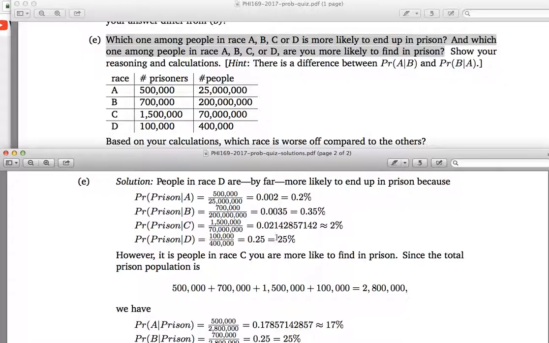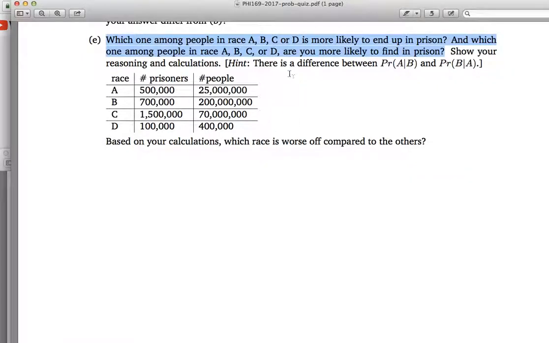And so you see that if you are in ethnic group D, then you are more likely to be in prison, because your probability of being in prison is 25%.